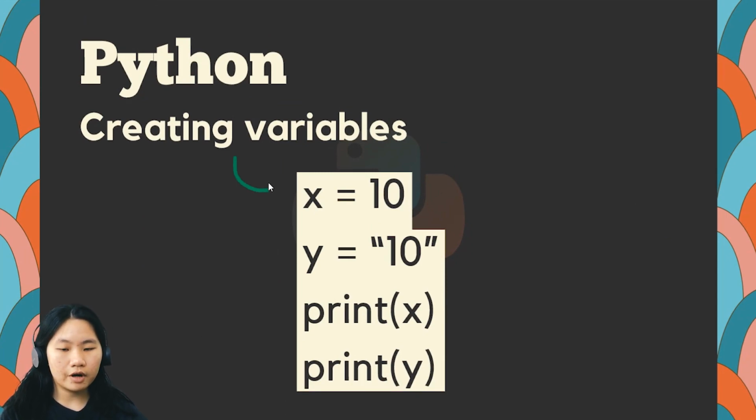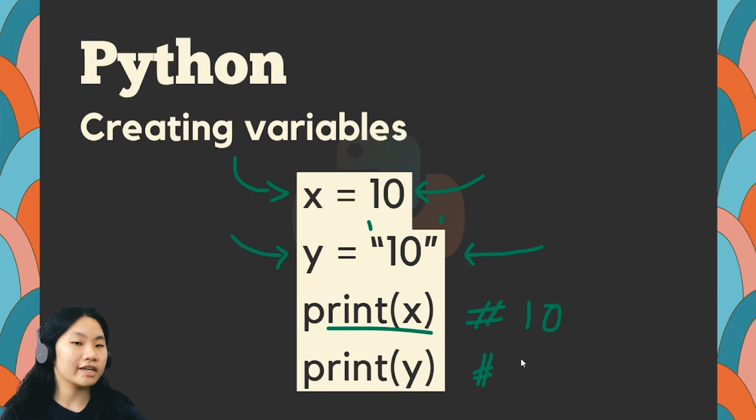We have the variable x with the integer 10. For the variable y, we have again 10, but since we have quotes over here, this is a string, not an integer. And if we print x, it'll return 10. If we print y, it will return, once again, 10. They may look the same, but they're actually of different types.